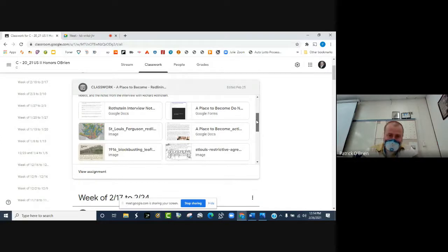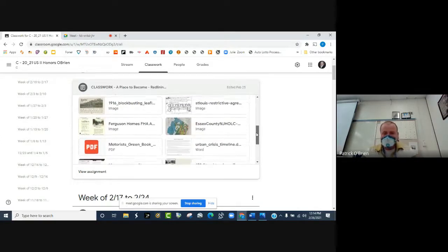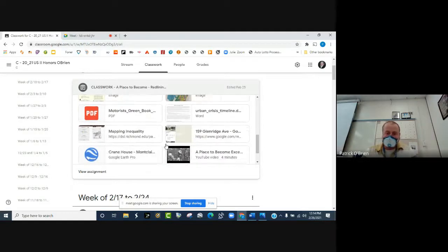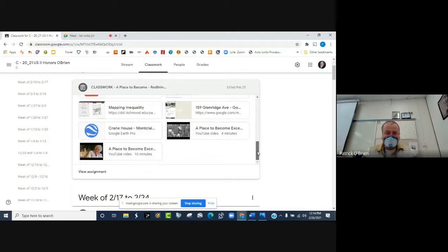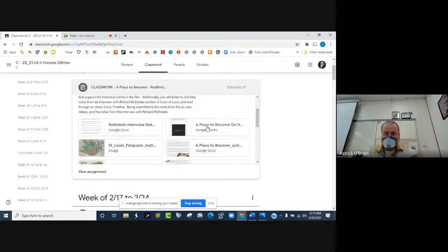I have posters. I have maps. I have real estate advertisements that we're going to use. I have an interactive map called Mapping Inequality that I'm going to show you guys over time. I have a Google Earth file to show you. On the top right here, the Google form, that's actually where we're going to start. It's a couple of Do Now videos that help explain exactly what this was.